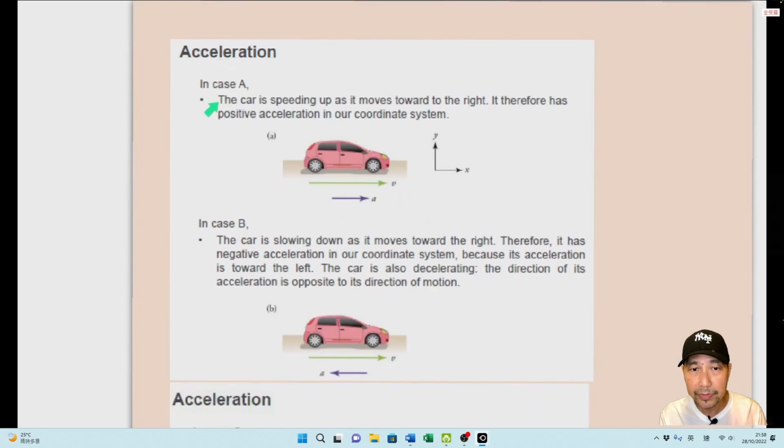Okay, in the diagram, in case A, the car is going to the right hand side and speeding up. So velocity and acceleration, both of them are positive. Generally speaking, they have the same sign. In case B, the car goes to the right hand side, but is slowing down, so it decelerates. In this case, velocity is positive because it goes to the right hand side, but acceleration is negative.